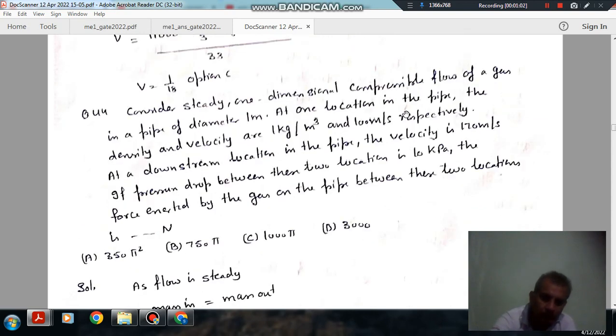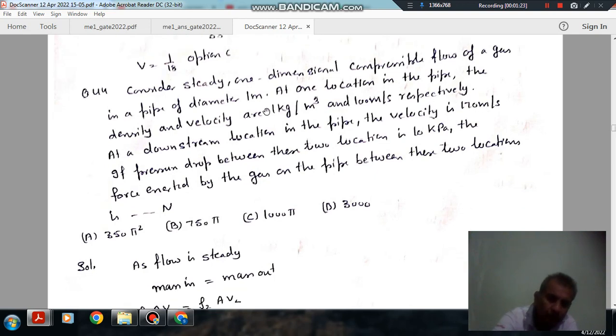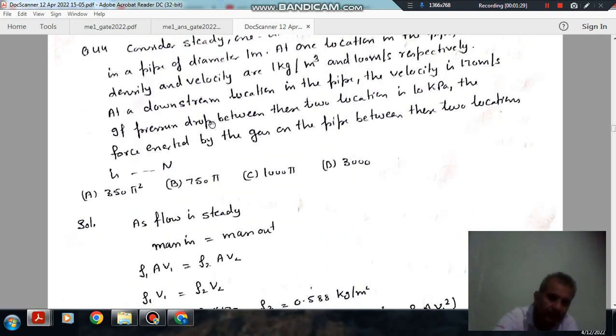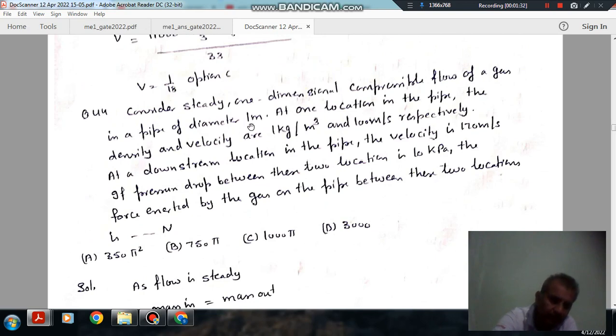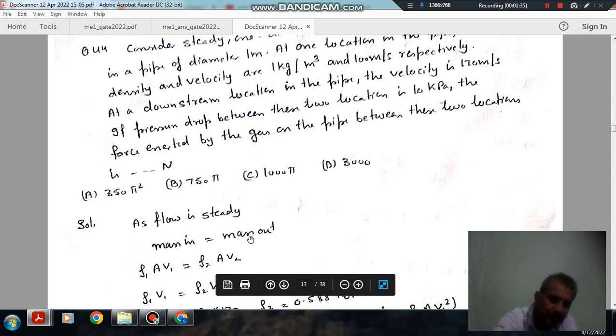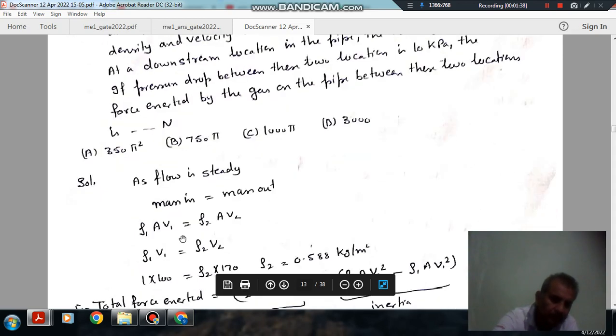Okay, now at location 1, the density is 1 kg per meter cube and velocity is 100 meter per second. And at the other location only the velocity is given, that is 170 meter per second. As the flow is steady, the mass balance should hold between these two locations. The area of the pipe is the same, a constant diameter of 1 meter, so mass in at 1 and mass out at 2 should be equal. So it is rho 1 A v1 equals rho 2 A v2.